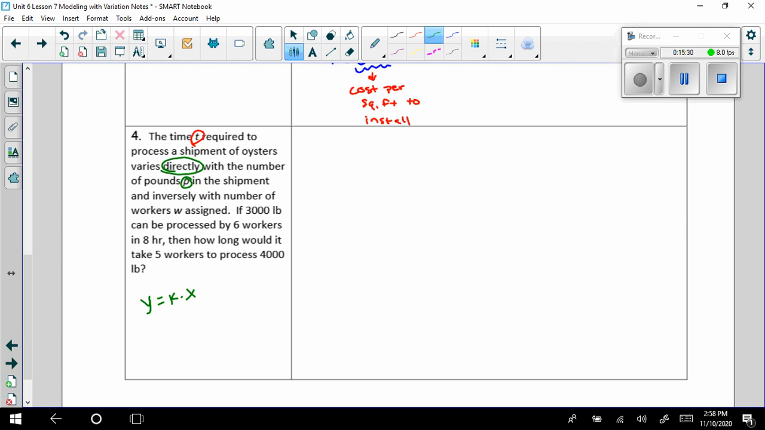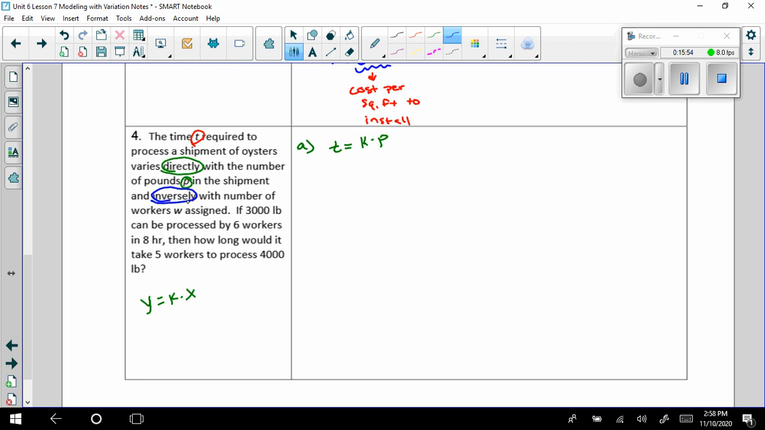And so if we're looking at this in terms of direct variation, we have y equals k times x, where your T is what we're solving for. So T is equal to K times P, what it varies directly to. So that's what we have so far.